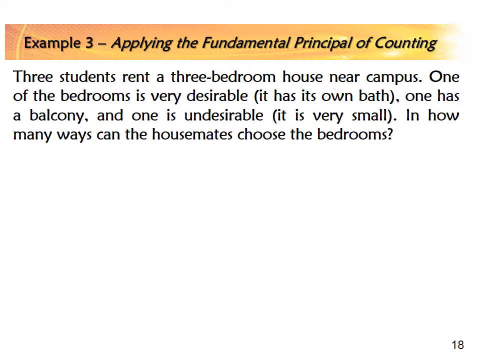Okay, so let's take a look at this one. 3 students are in a 3-bedroom house near campus. One of the bedrooms is desirable, has a bath, one has a balcony, and one is very small. How many ways can the housemates choose the bedrooms?